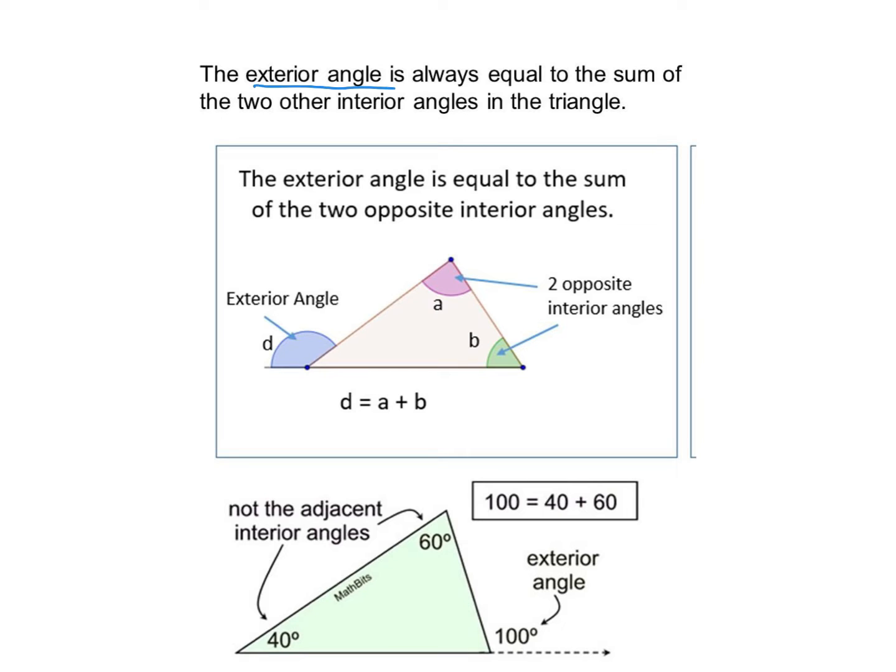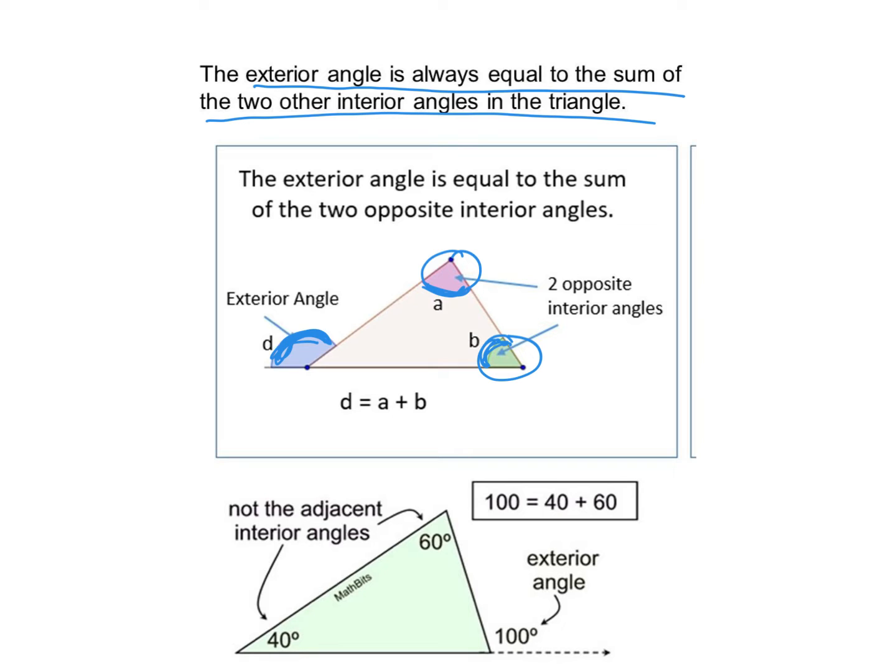Also, the exterior angle is always equal to the sum of the two other interior angles in the triangle. So this is my exterior angle. The other two angles inside the triangle are those two. If you add those two together, it gives you this exterior angle. So you have to make sure you're looking at the angles that are not adjacent to your exterior angle.